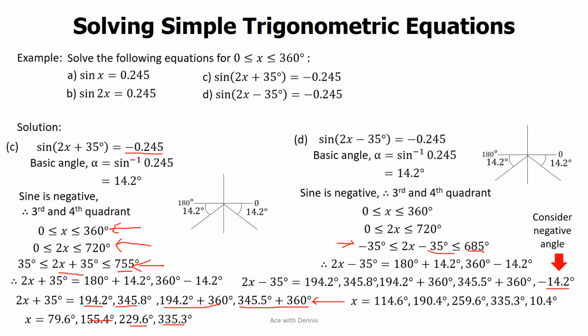Once we have all the answers, now we make x the subject. The answer for D will be x equals 114.6 degrees, 190.4 degrees, 259.6 degrees, 335.3 degrees, and 10.4 degrees.